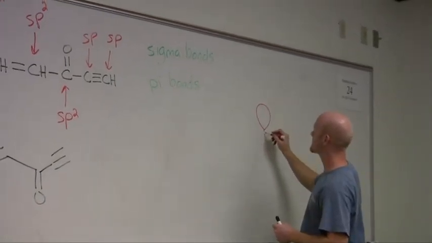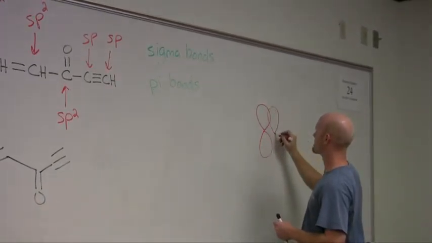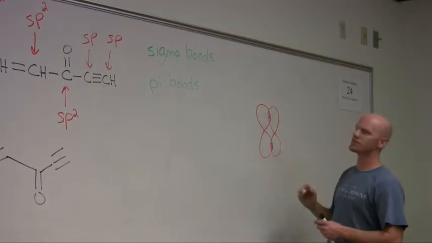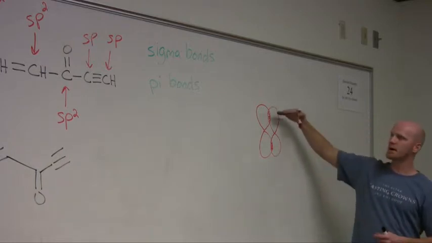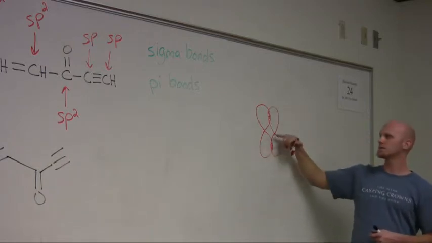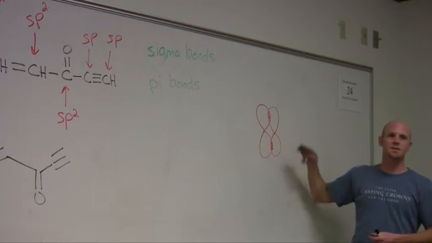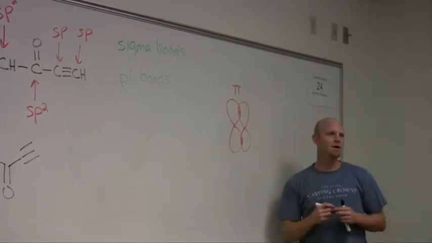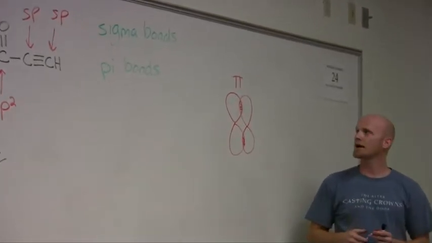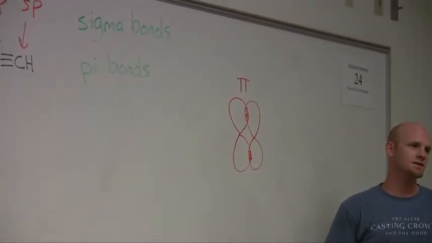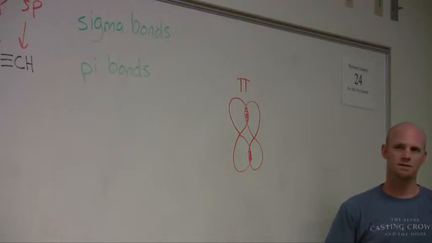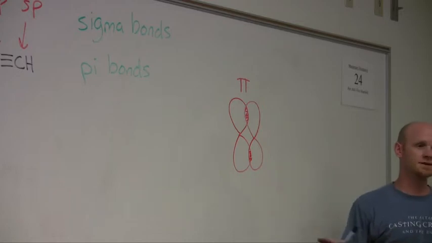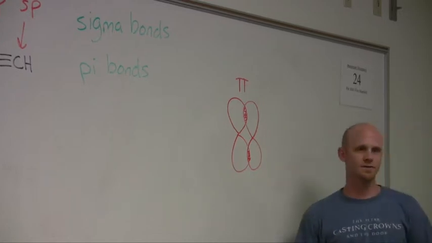A pi bond is the sideways overlap of two p orbitals. They overlap both above and below the internuclear axis between the two atoms. But that's just one pi bond. Pi bond is a very specific definition. Notice pi is a letter in the Greek alphabet. It is analogous to what English letter? P. And a pi bond is made from the sideways overlap of p orbitals, period. Nothing else. Only p orbitals, only sideways overlap.